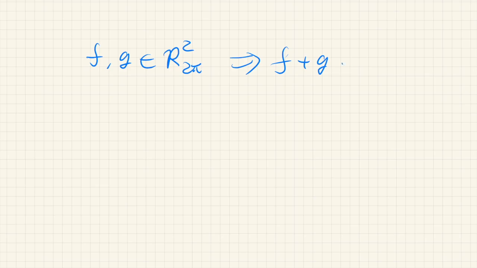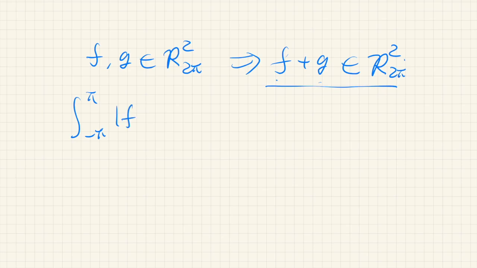Okay, so what we need to show is, assuming f and g are elements of this collection, then f plus g is also an element of this collection. To show this, we need to show that f plus g is square integrable. So that means the integral of f of x plus g of x, modulus squared, dx, is finite. So this is our goal.